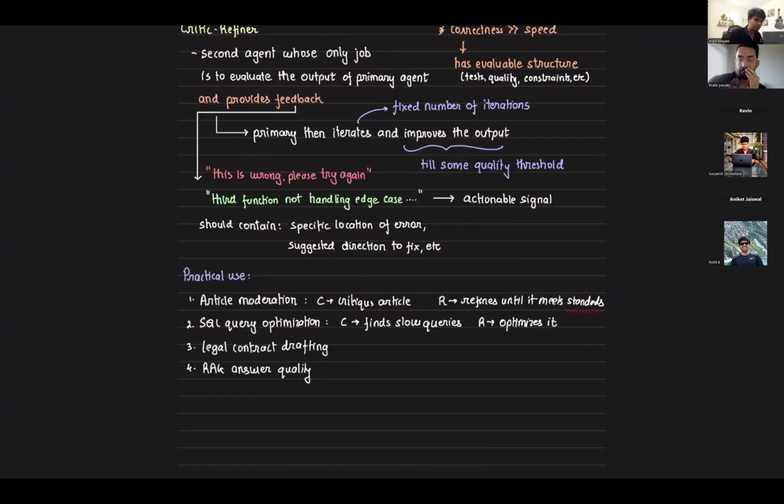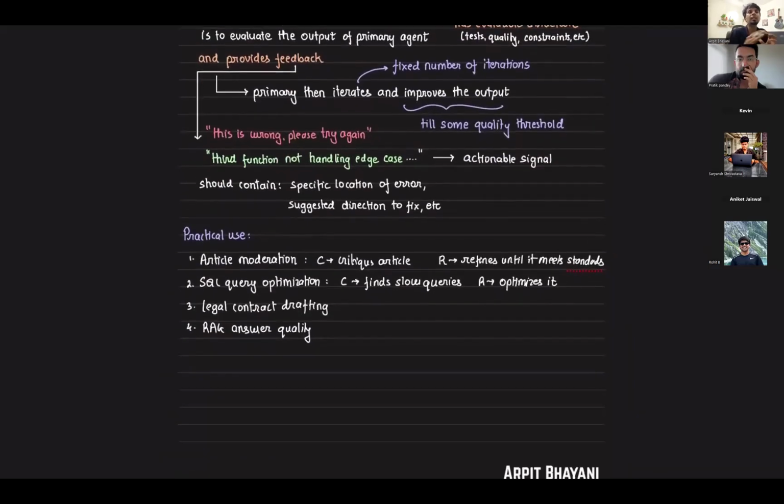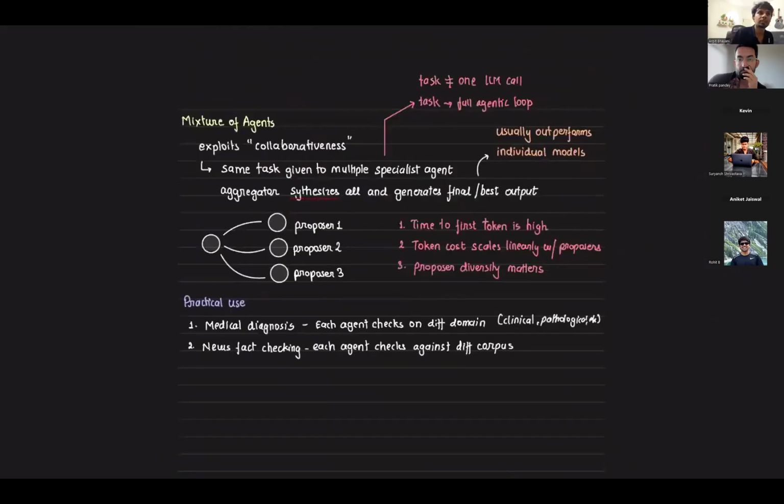So you add this where your correctness is more important than speed. That's the most important part, because once the output is generated, having this additional loop is costly. It's time consuming, it's token consuming. So where your correctness is of utmost importance, you would want to spend more tokens and do more iterations until it's refined to the best that you would want as an output from this agent.